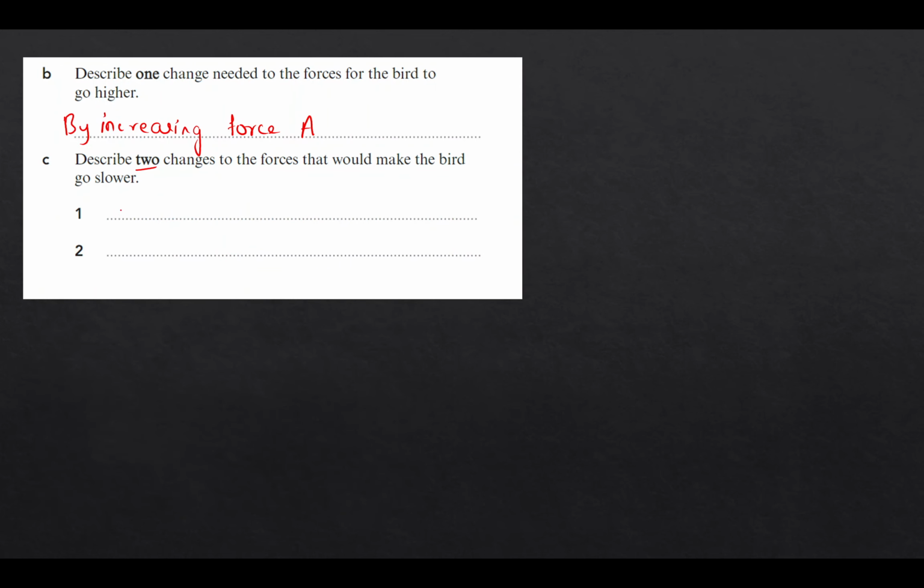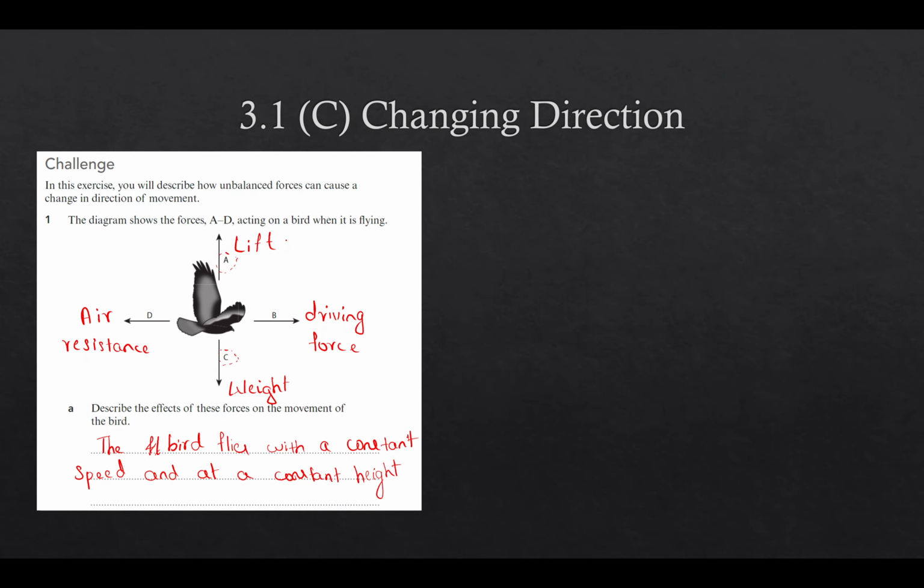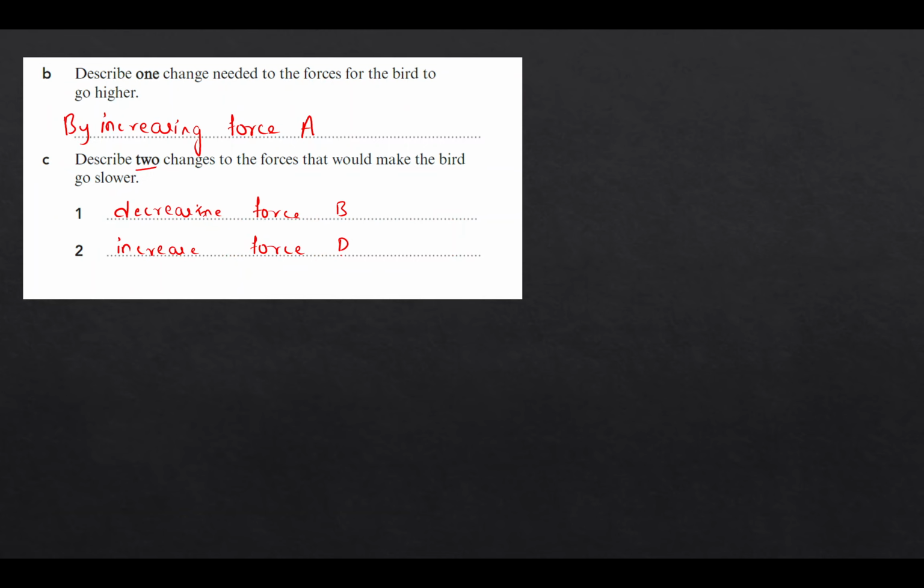The first one is decrease force B, or we can increase force D. Okay. These two changes are required to make the bird go slower.